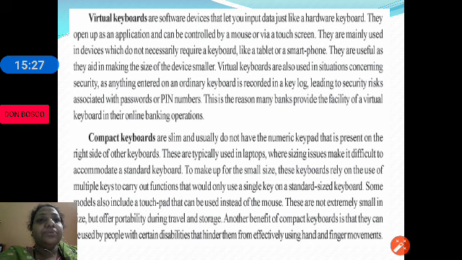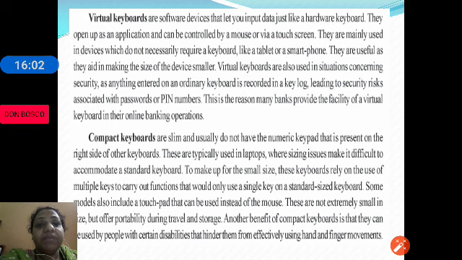They are mainly used in devices which do not require a physical keyboard, like a tablet or a smartphone. They are useful as they aid in making the size of the device smaller. Virtual keyboards are also used in situations concerning security, as anything entered on an ordinary keyboard can be recorded, so that leads to security risks. Therefore, to enter passwords and PIN numbers, virtual keyboards can be used.